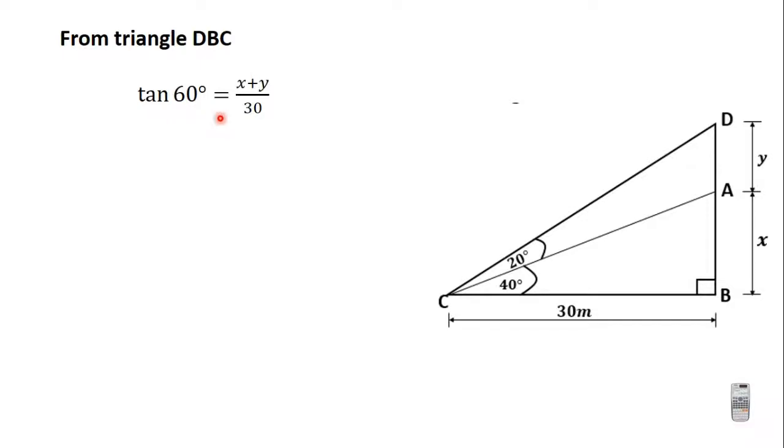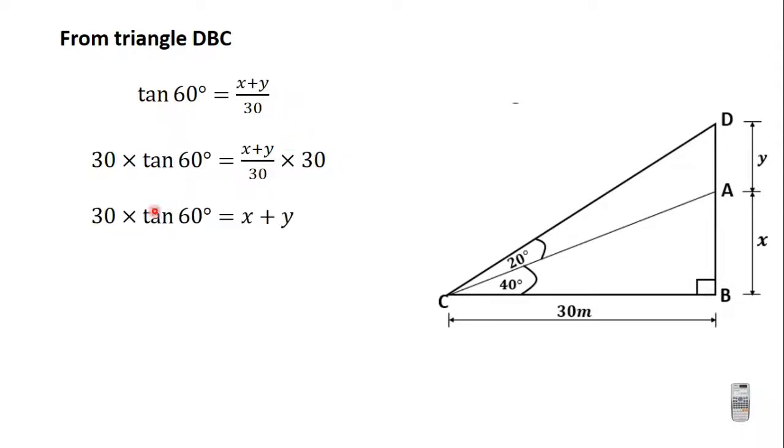So let's solve it. I'll multiply the left hand side by 30. I'll multiply the right hand side by 30, so that this 30 and that 30 will cancel. So 30 times tan 60 degrees is equal to x plus y. 30 times tan 60 degrees corrected to 3 significant figures is 52.0 meters. So we have x plus y.